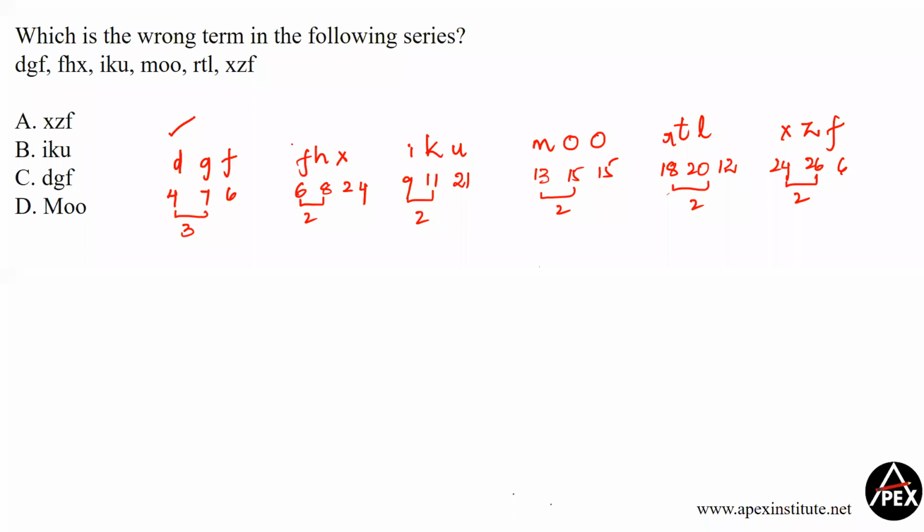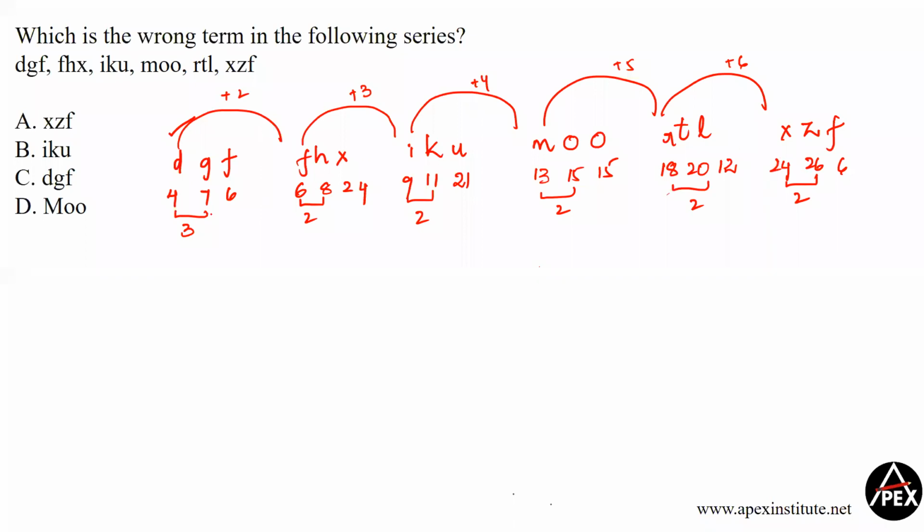Okay, then F plus 3 is I, then I plus 4, then M plus 5, and R plus 6. Perfect. And this is D plus 2. So D, F, I, M, R, and X form a series here.